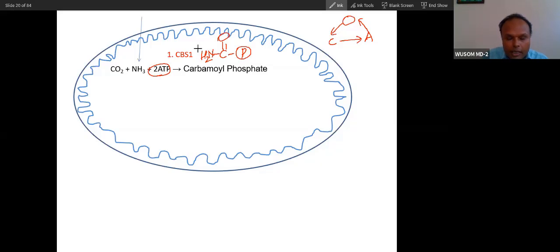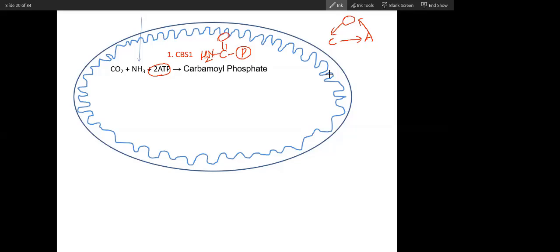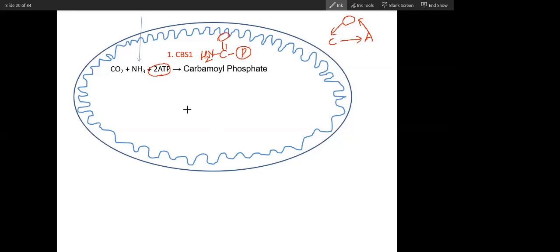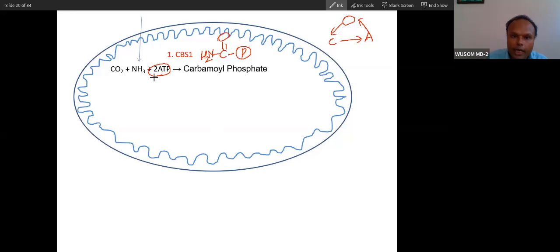And this is a very important type of reaction. We will see this same type of reaction in the synthesis of pyrimidine. Pyrimidine and purine, you know, are part of nucleotides. These are the nucleotide bases, purine base and pyrimidine base. Now you can see this requires ATP.